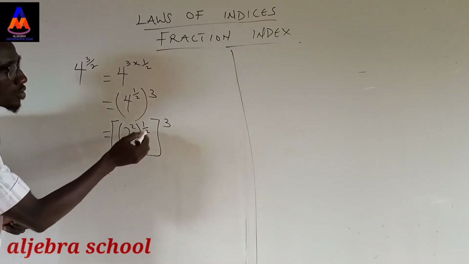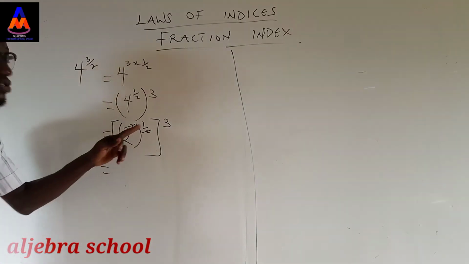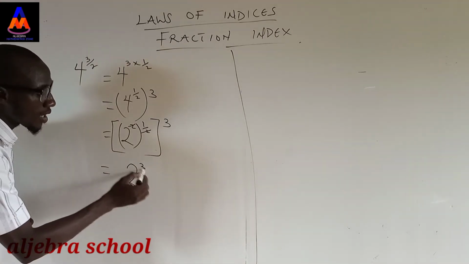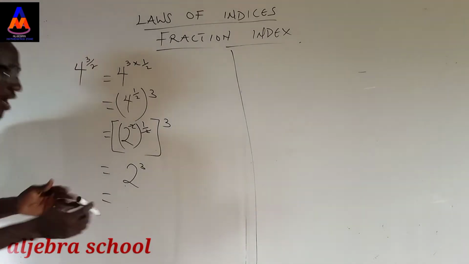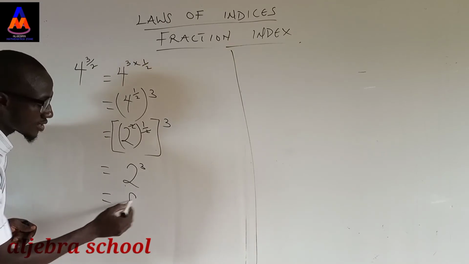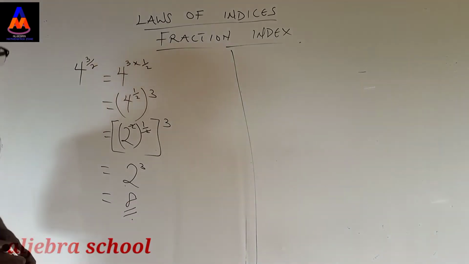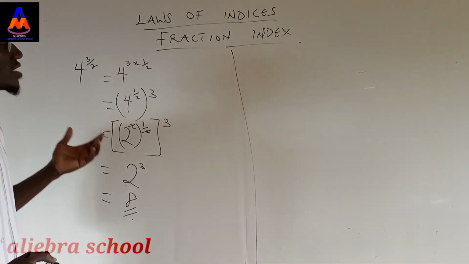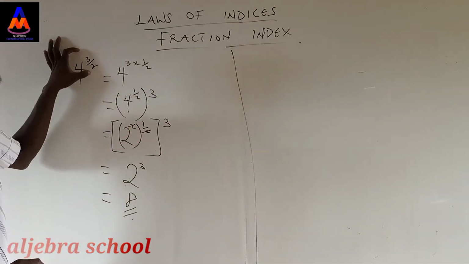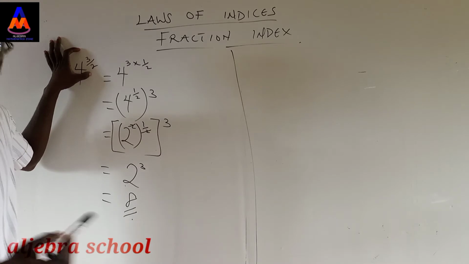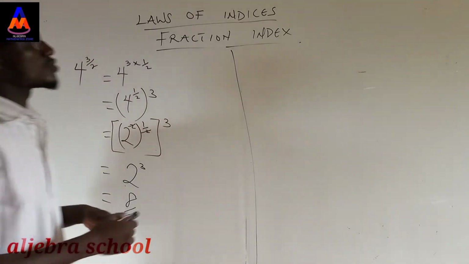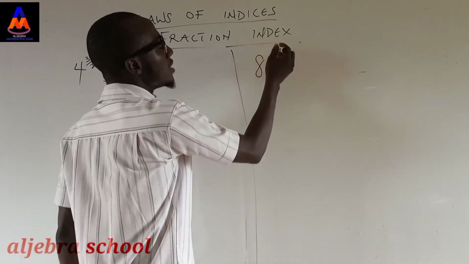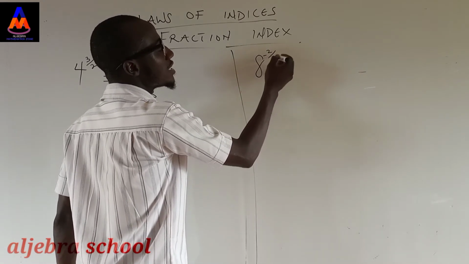So again, we go on. This one cancels this one according to the power rule that we explained in our previous lecture. And this is 2 raised to power 3. Then finally, we have 2 raised to power 3. That is 8. That's an example of what fractional index is talking about. In some cases, fractional index might not be given in positive fraction. In some cases, we might have our fractional index given in negative power.